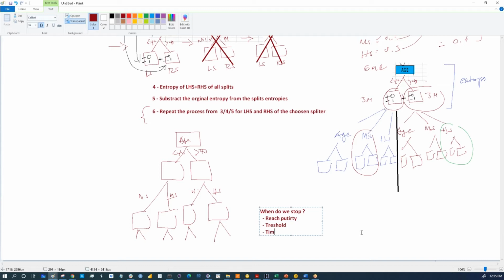Time constraint. Constraint. No more data. There are others.